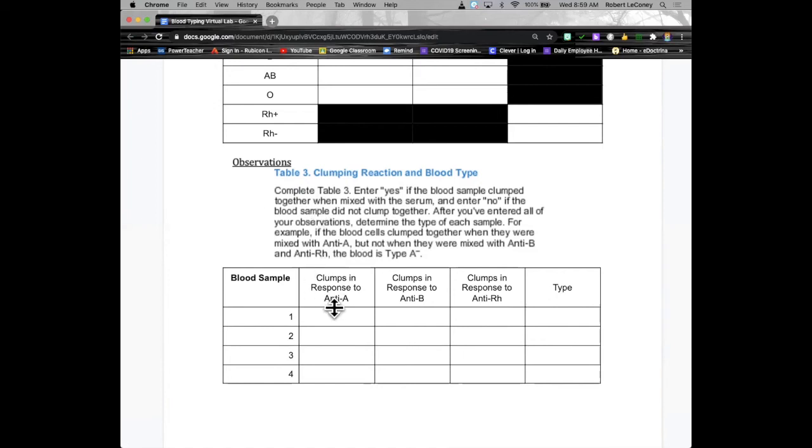I'll show you that down here. If the blood cells clumped when they were mixed with anti-A, but not with anti-B or RH, then the blood type is A negative. Because yes, anti-A clumping means you have A. No clumping with B means there is no B. No clumping with RH means there is no RH, so you're negative. That was an if. Those are not the actual answers.